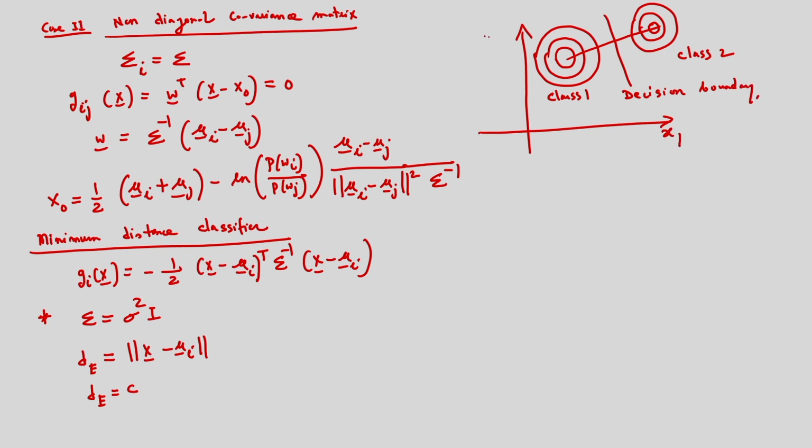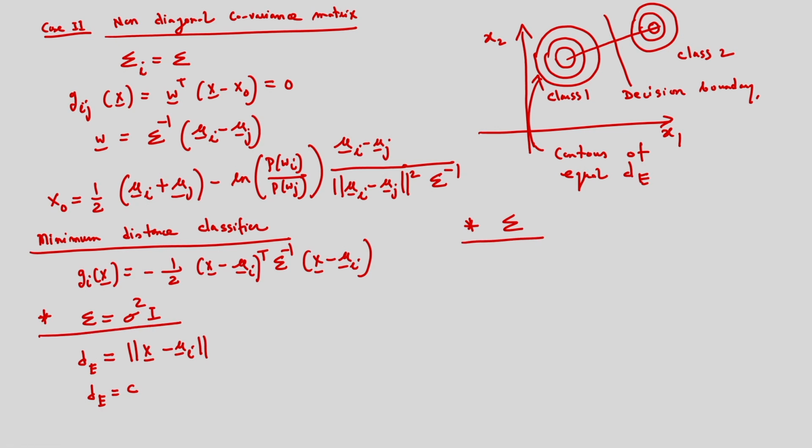So if I consider the two-dimensional case, then I will be getting the curves of a circle, and if I consider the high dimensional case, then I will be getting the hypersphere. These are nothing but the contours of equal Euclidean distance, dE. The second case that I am considering is the non-diagonal covariance matrix.